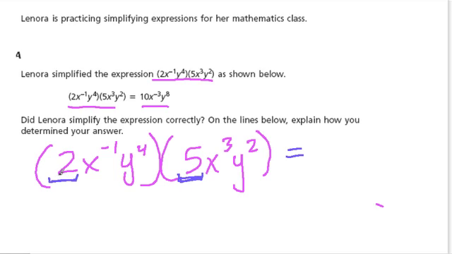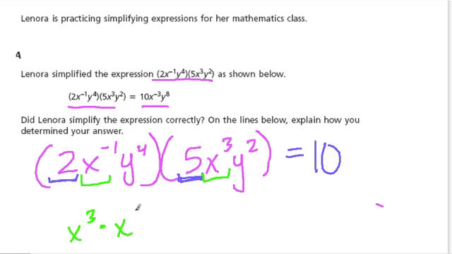So here we have our only two numbers in the equation. Everything else is either a variable, x and y, or an exponent. So we multiply 2 times 5, and that's 10. Then we multiply our x's, x to the third and times x to the negative first.